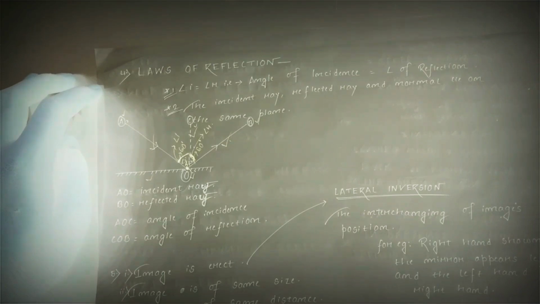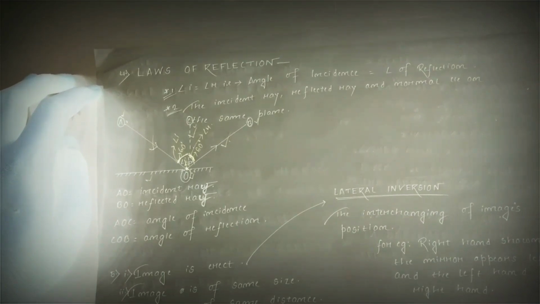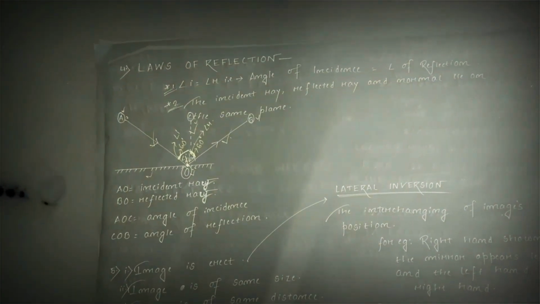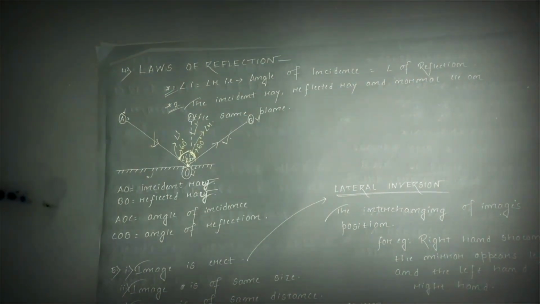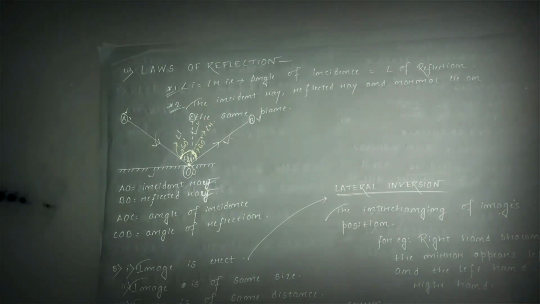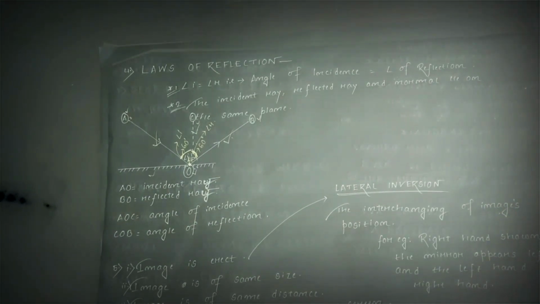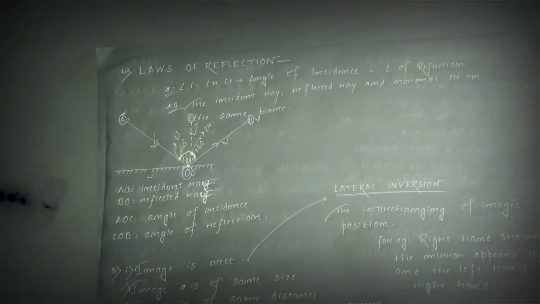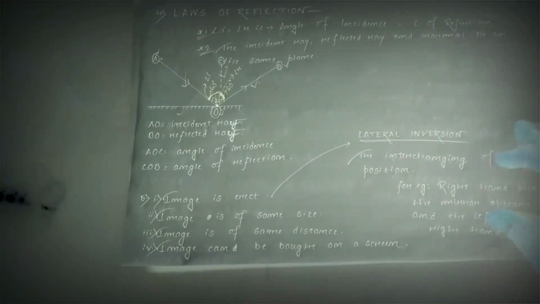Now we move on to question number 5, because this is interesting. We have completed this part. Now let's move on to question number 5. What is question number 5? Question number 5: what are the characteristics of an image formed by a plane mirror? A plane mirror is a simple mirror, no convex, no bulging, nothing, just a simple plane mirror. Let's see what the characteristics of the image formed by that mirror are.